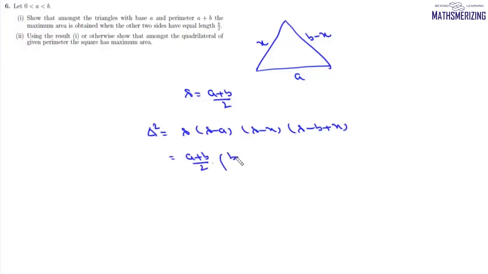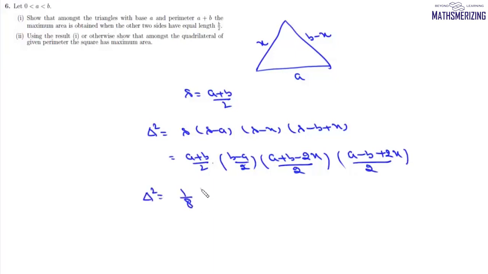So s minus a will be (b minus a) by 2. s minus x will be (a plus b minus 2x) by 2. And this last value will be (a minus b plus 2x) by 2. Now we can write this delta square as 1 by 8 (b square minus a square), and here it will be a square minus (b minus 2x) whole square.